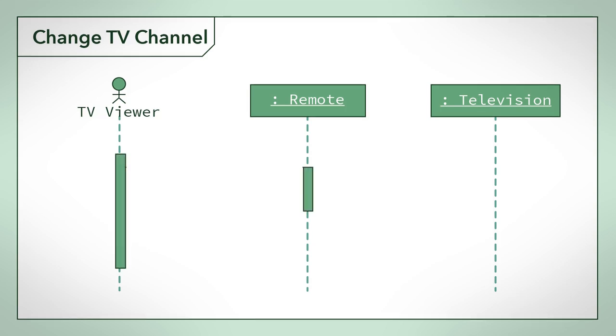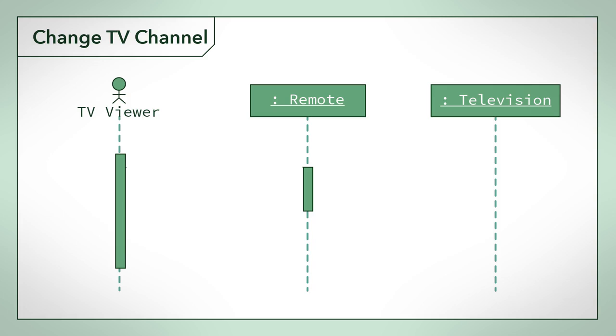This activates both the TV viewer and the remote in our sequence diagram. When an object is activated, we denote this on our sequence diagram using small rectangles on the object's lifeline. You activate an object whenever an object sends, receives, or is waiting for a message. The first message that is sent is from the TV viewer to the remote.